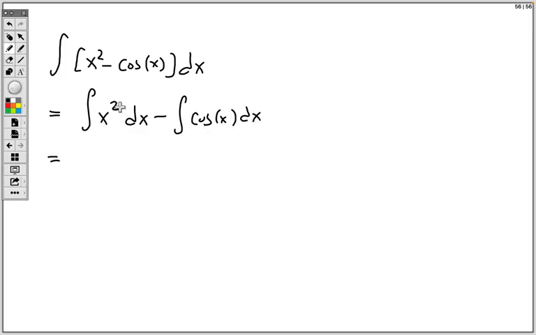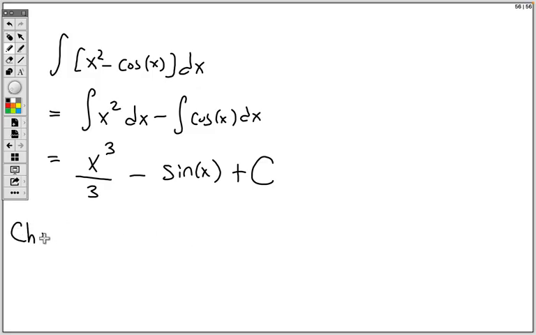The first integral is a classic power rule. The integral of x squared dx, the power is going to get promoted. 2 plus 1 is 3. Divide by the new power, so x cubed over 3, minus the integral of cosine x dx, that's sine of x, and then to capture all the antiderivatives, we tack on that C.